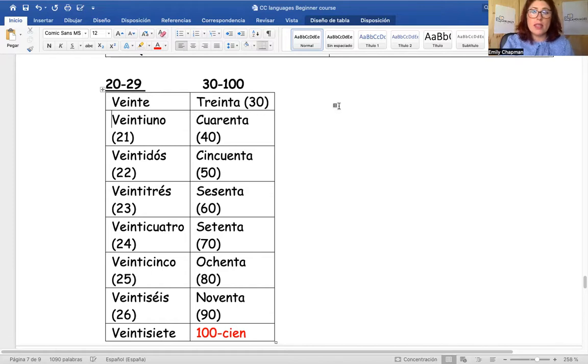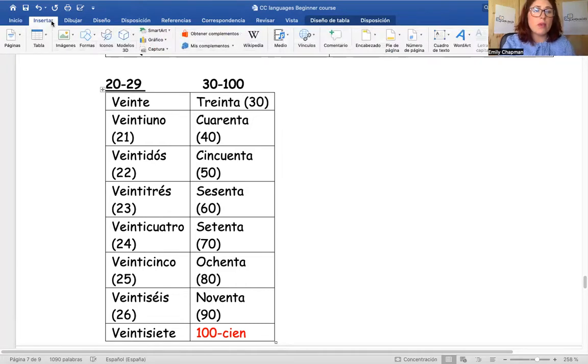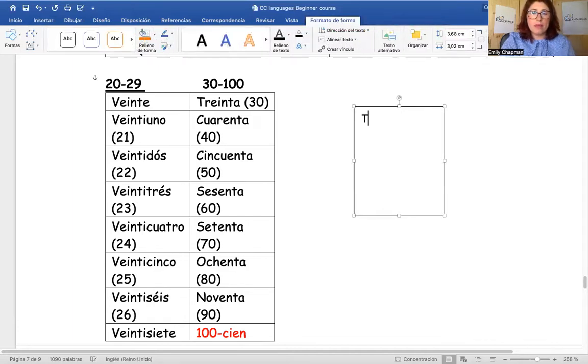So if I wanted to say in Spanish 31, following the rule that I've just mentioned, what would I say? Have you got it already? 31.